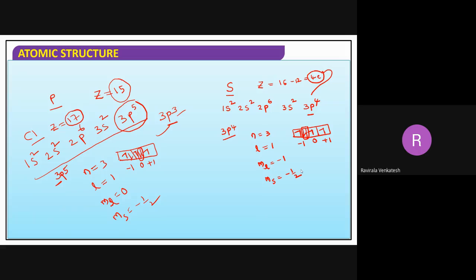This is about how to fill the electrons if they are given any atom. Otherwise, if they give the electronic configuration, we can write all these quantum numbers.